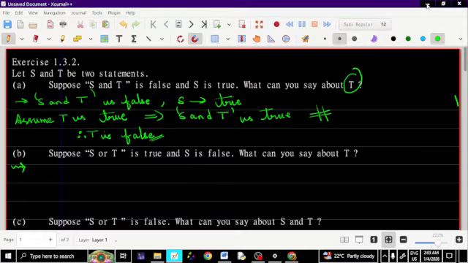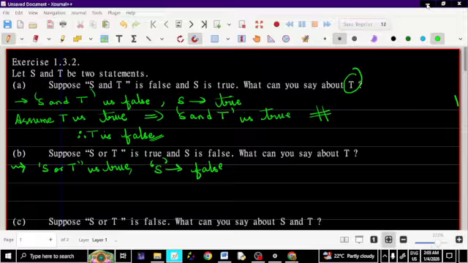Let's look at statement B. S or T is true is given to us. So S or T is true and S is false. The statement S is false. Then what can you say about T? Can T be false? So what will happen if T is false?